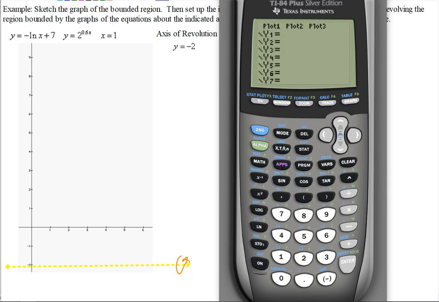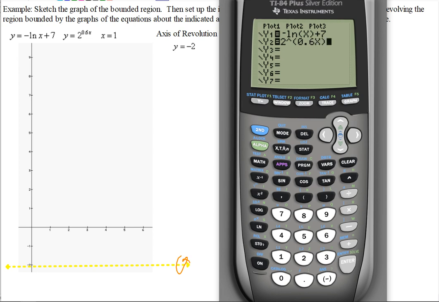So when there's a negative on the front, use the negative in parentheses. And then natural log x. And then notice the 7 is not inside the natural log, so close parentheses, then plus 7. And then we've got 2, and then to the power. And since this 0.6x is all in the exponent, you do have to put an open parentheses. Otherwise, it will only raise the 2 to the 0.6, and it won't realize the x is also an exponent. So 0.6x, close parentheses.